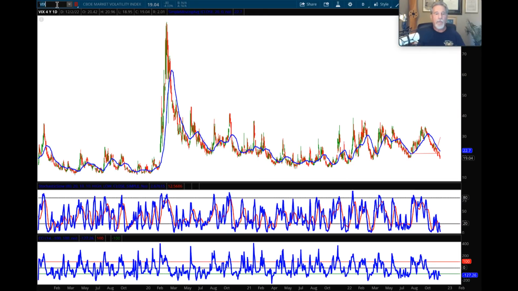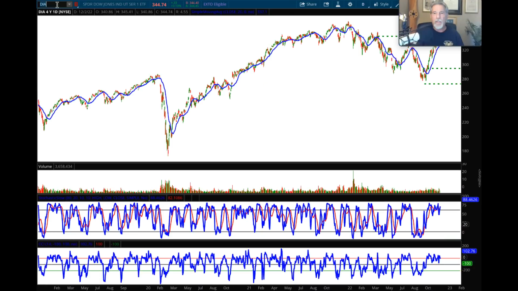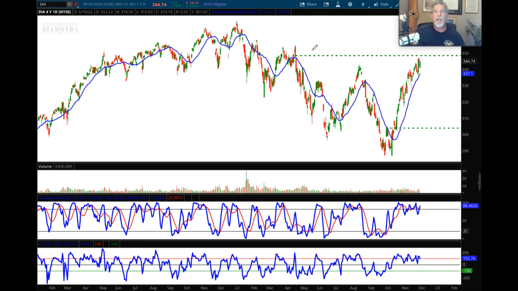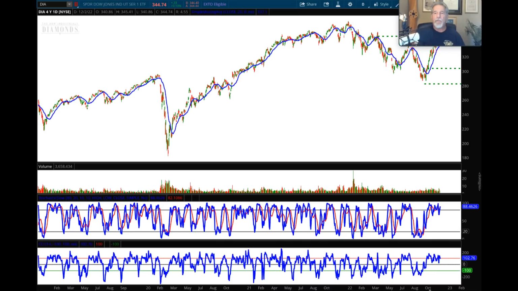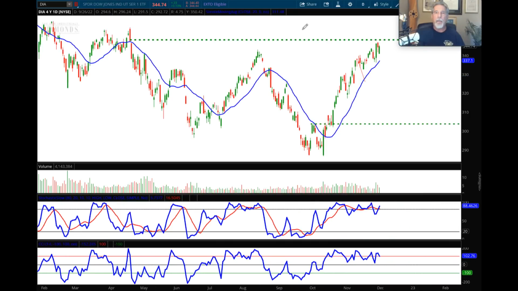Now, let's go to the Diamonds, ticker symbol DIA. This is a weekly chart going back, and you can see that we are still stuck in this massive trading range right here. You see these green dotted lines are the resistance levels that I have up top right here, and this is going to be a key role reversal support level right there. So we are definitely at the top.